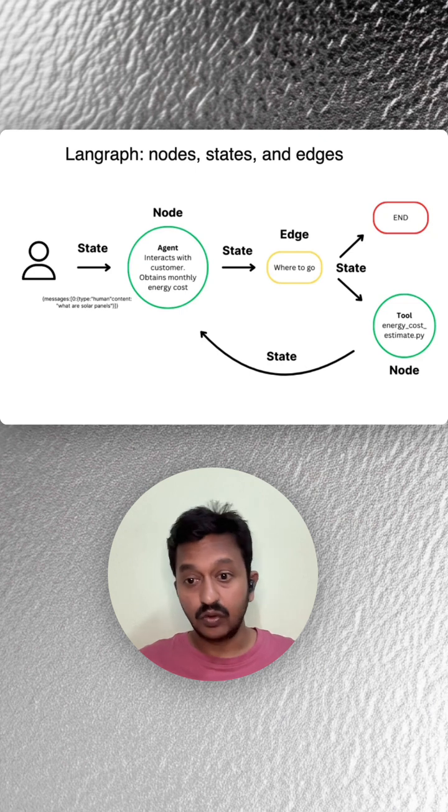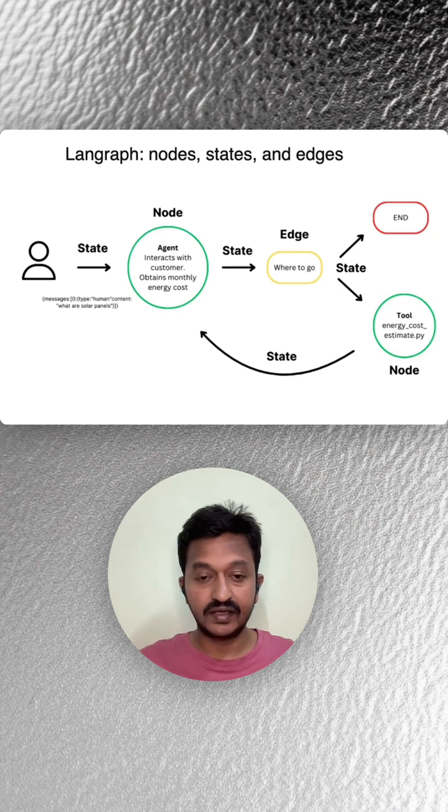And then comes the nodes. They serve as the building blocks of the graph, representing individual computation steps or functions. And then we have edges. They connect nodes within the graph, defining the flow of computation from one step to the other.